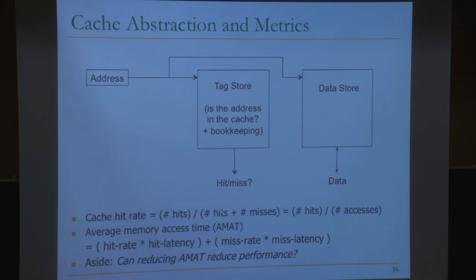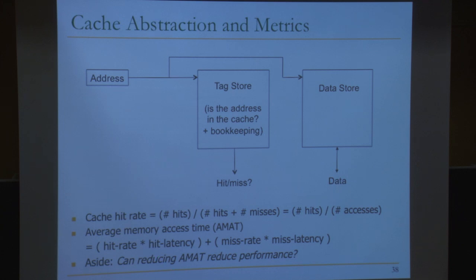And I've given you this equation. Cache hit rate is defined as number of hits divided by number of accesses. And average memory access time is what I've shown you here: hit rate times hit latency plus miss rate times miss latency. Right? And you could express this as a recursive equation.